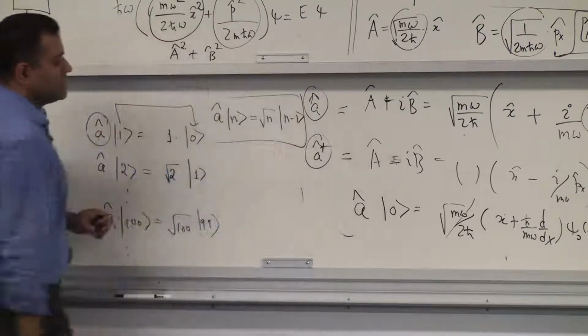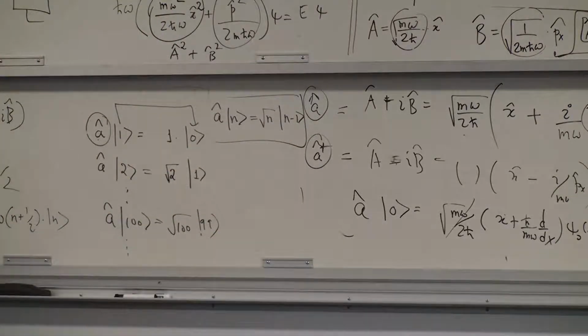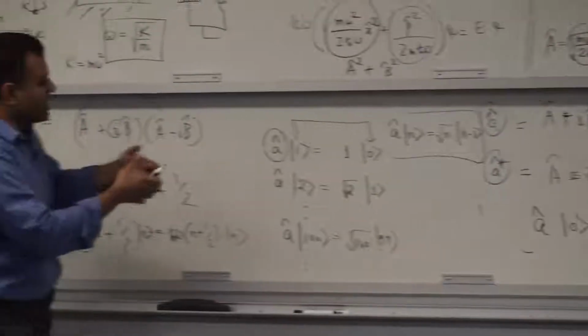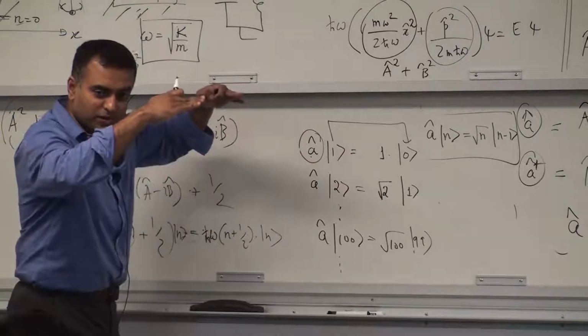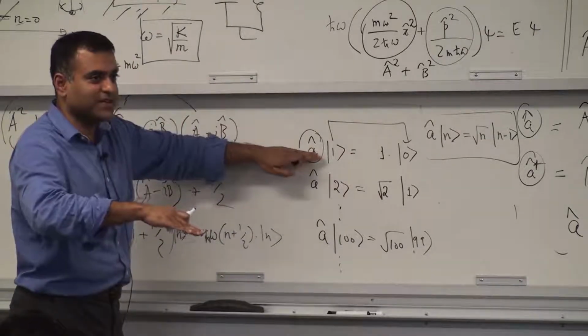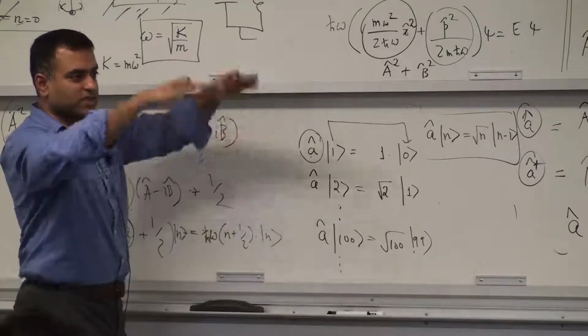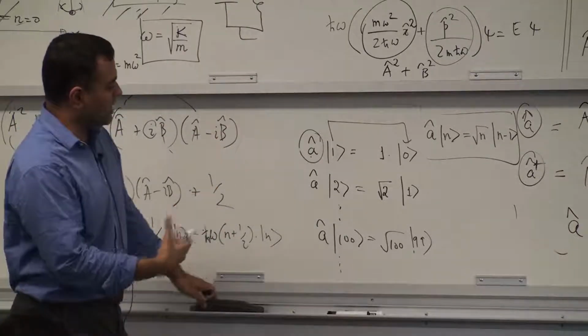That's your relation. That's why it's called a lowering operator or an annihilation operator. The term annihilation will become clear later, because this number n is a count of how many photons or how many phonons there are. If you lower the number of phonons by 1, you annihilate 1. If you raise it by 1, you create 1. And so this is the raising and lowering operator, or annihilation and creation.